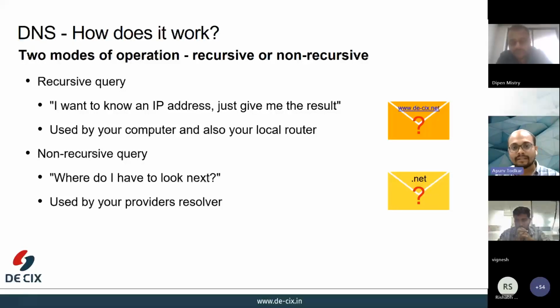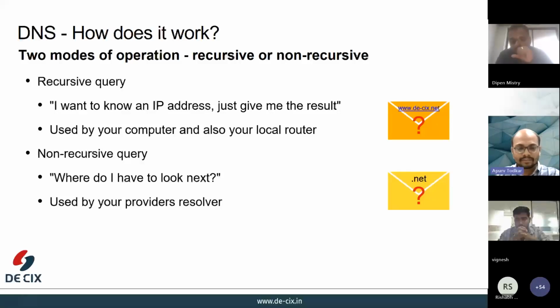Recursive entry is used when your computer or your router asks the DNS resolver for an IP address. It expects a complete answer and doesn't want to go through the step-by-step process of finding it. The resolver will ask the name server on your behalf until it gets a definitive answer and finds that it's in your cache, or it will query it for you.